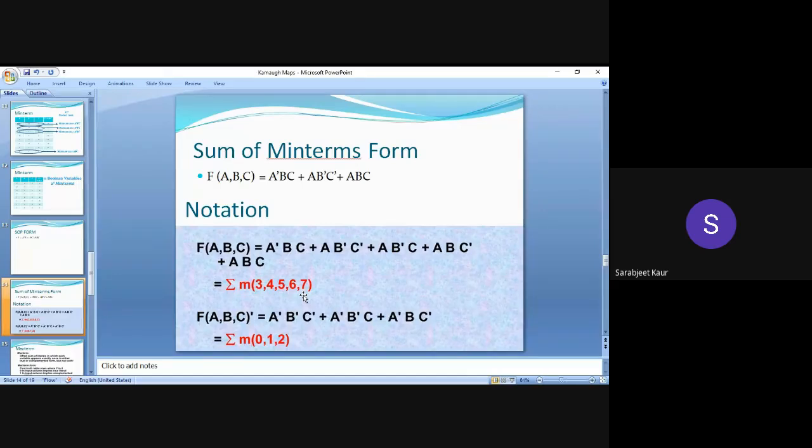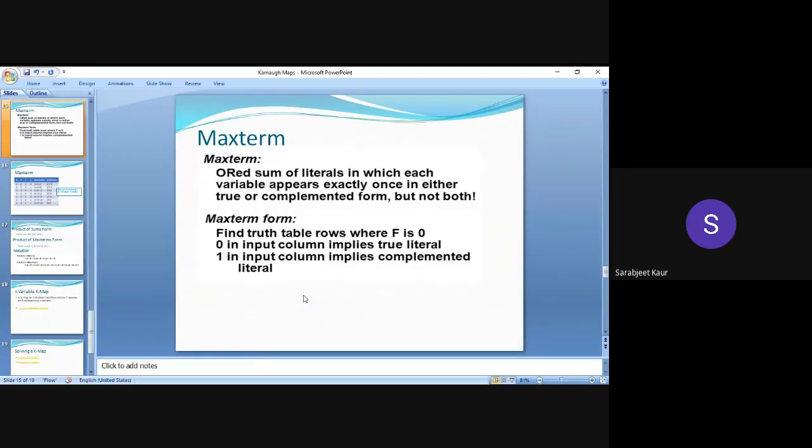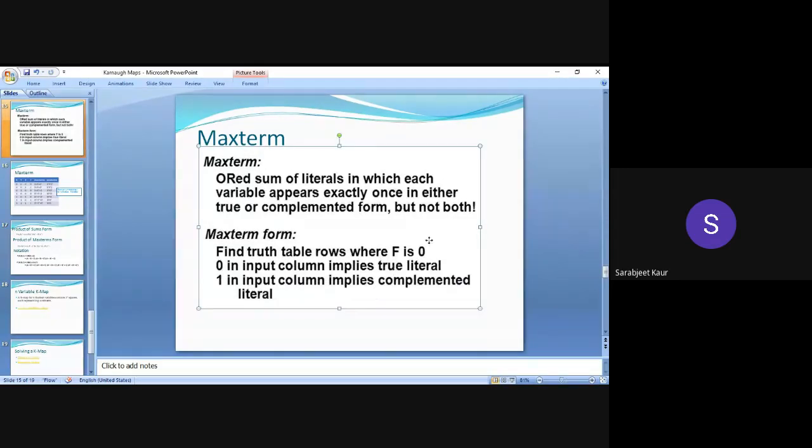Okay. Now, let us introduce ourselves to what is a max term. Okay. Now, please see, a max term in contrast to a min term is an ORed sum of literals. Okay. What was a min term? It was an ANDed product of literals. Okay.